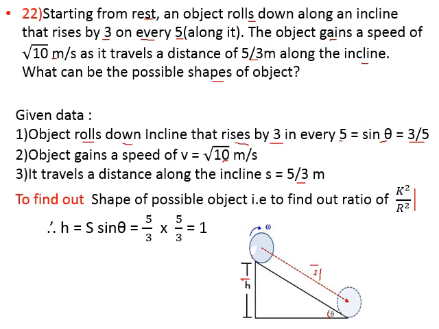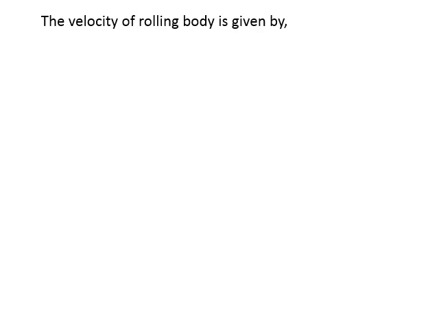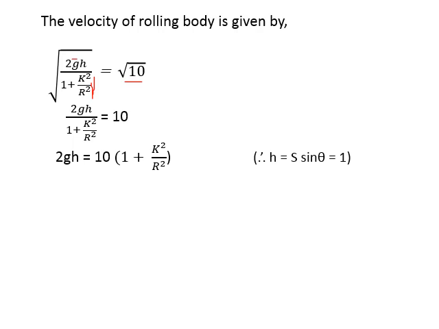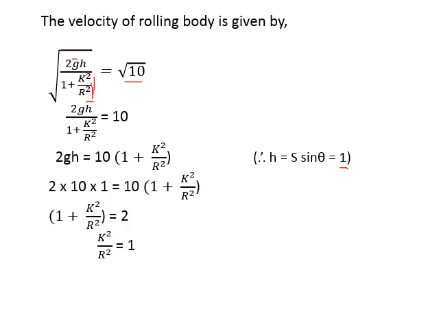Clear? Now let us see the solution. We have to start from the velocity of the rolling body, and we derived this formula, and this velocity is given, which is under root 10. Now from this formula we have to find k square upon r square. So let us substitute the values of g and h, and then simplify. We can substitute the value of h as 1, which we already calculated on the last page. After simplifying, we get the value of k square upon r square as 1.